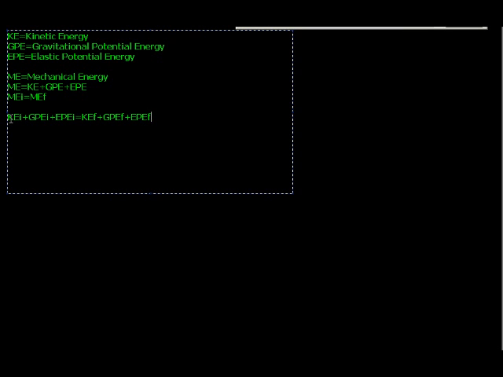Basically, what this says is that the starting kinetic energy, the starting gravitational potential energy, and the starting elastic potential energy, if you add them all up, you get some number, right? You get some number, and that's in joules, because this is joules, this is joules, this is joules. So when you add them all up, you get some number of joules. Well, basically what this is saying is that you're going to get the same number of joules as long as there's nothing like friction involved.